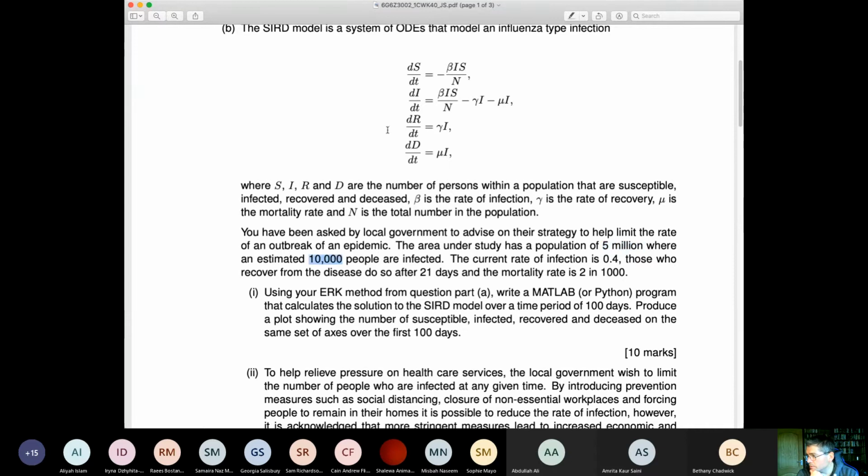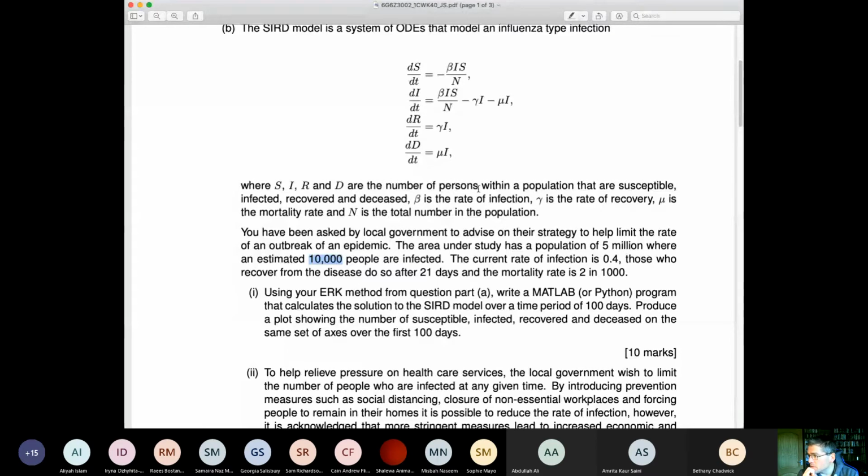Your initial infected is 10,000. So if your initial infected is 10,000, susceptible would be how much is in your population minus the number initially infected. And we're assuming that nobody has recovered or died yet. So we don't have information on recovered or died, so we set those equal to 0. So your initial state of the system will be S equals N minus 10,000.